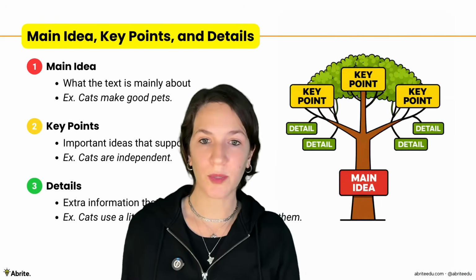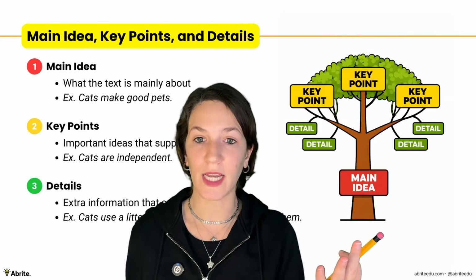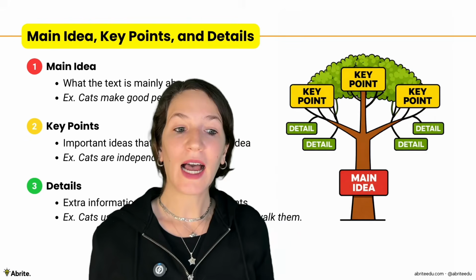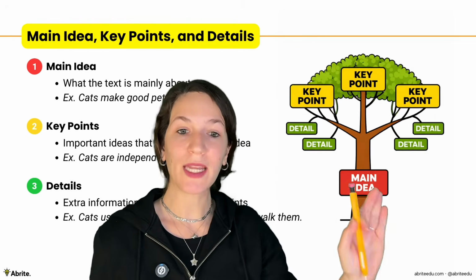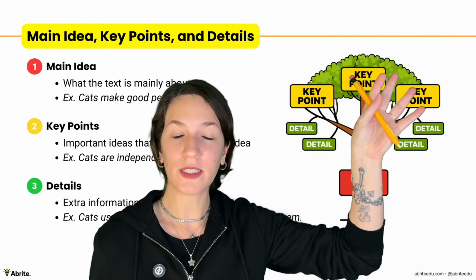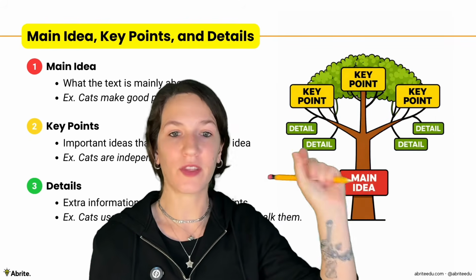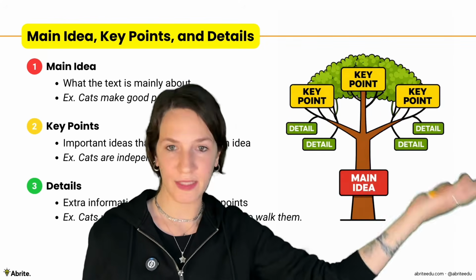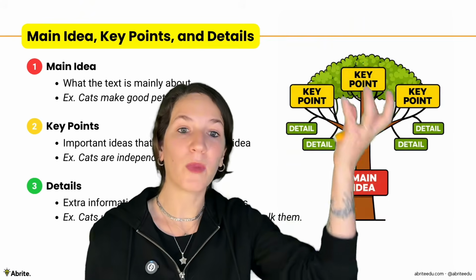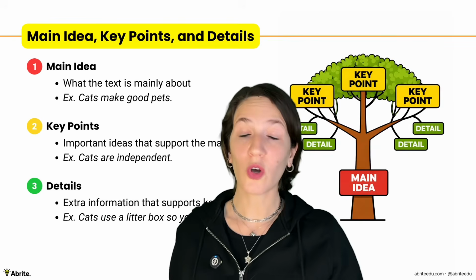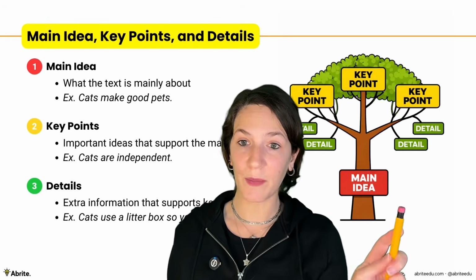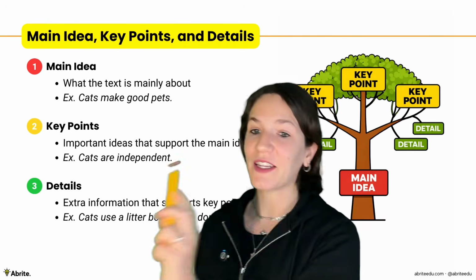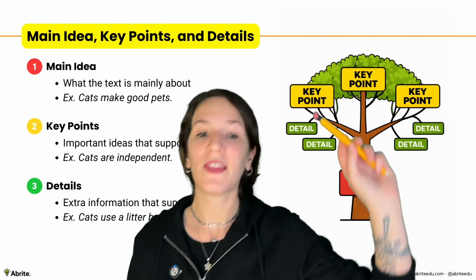In order to write a summary, we need to understand the structure of a text, mainly the difference between a main idea, key points, and details. I like to think of it like a tree. Your main idea is your trunk, your key points are your branches, and your details are the little branches. The idea is that everything stems from the main idea. Without your main idea, you wouldn't have much to ground your tree. So your main idea is what the text is mainly about. Your key points are important ideas that support the main idea, and your details are extra information that support your key points.